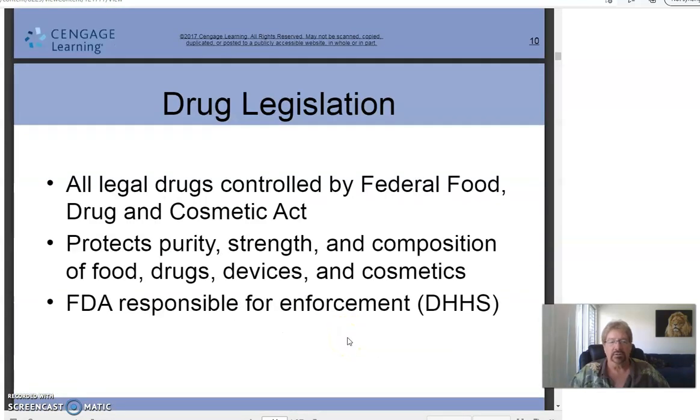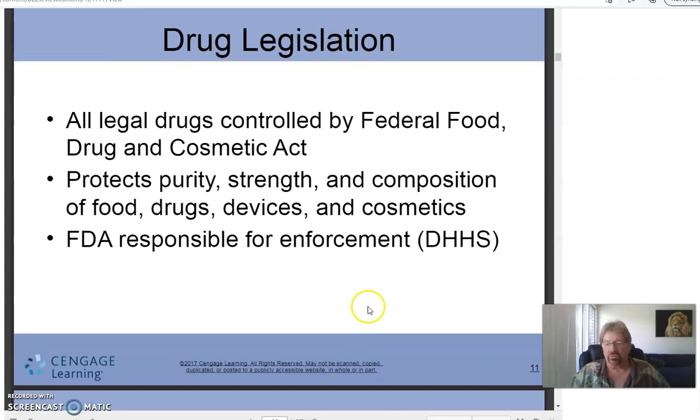Okay. All right, now drugs are heavily controlled. I suppose they should be because they can be quite dangerous. All legal drugs are controlled by the Federal Food, Drug, and Cosmetic Act. Protects purity, strength, and composition of food, drugs, devices, and cosmetics.